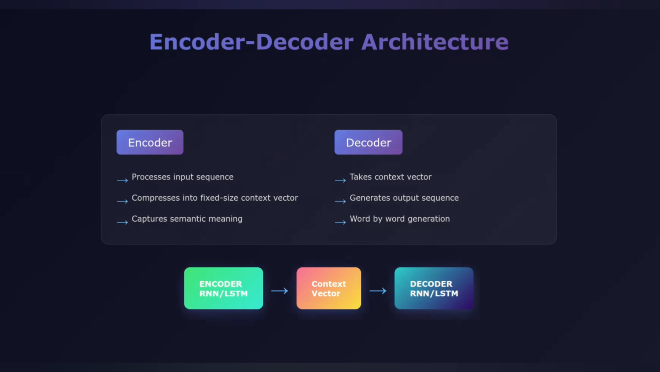Now, the decoder takes this context vector and generates the output sequence, also word by word. At each step, it predicts the next word based on what is generated so far and that context vector. So the flow is input sequence goes into the encoder, compressed into a context vector. The decoder uses it to generate the output sequence. Beautiful, right? But here's where things get interesting and problematic.